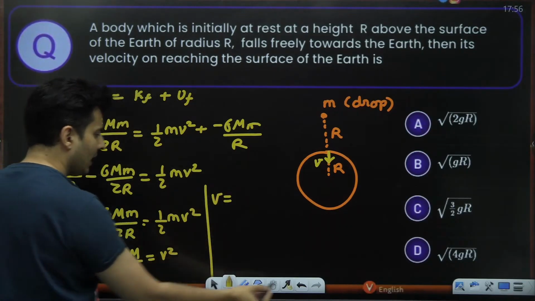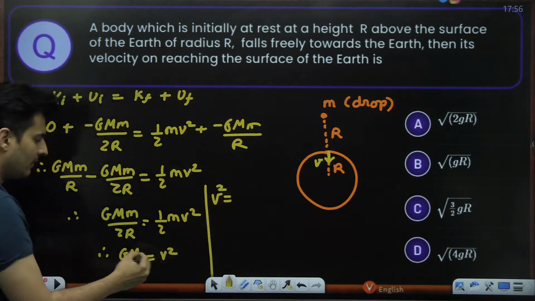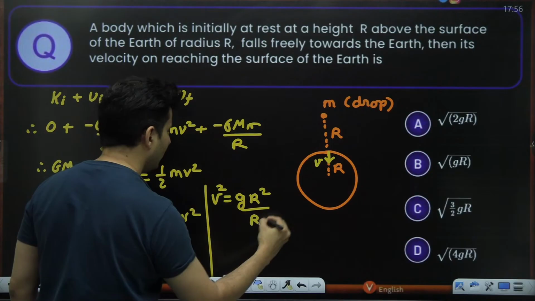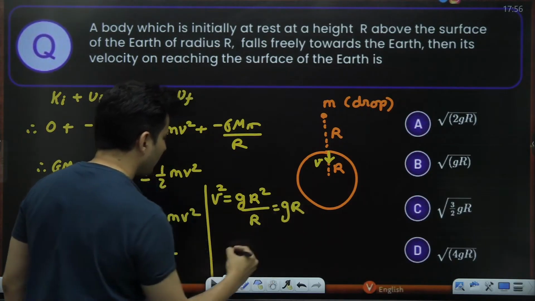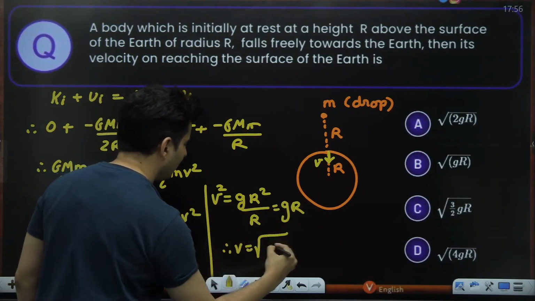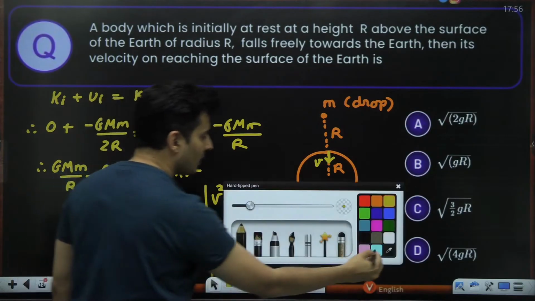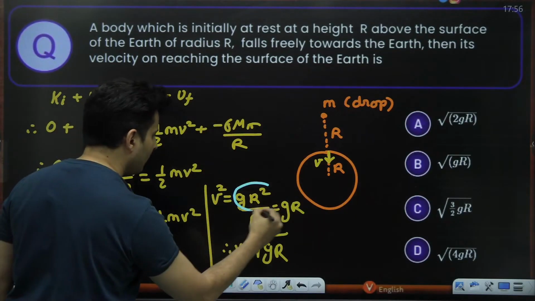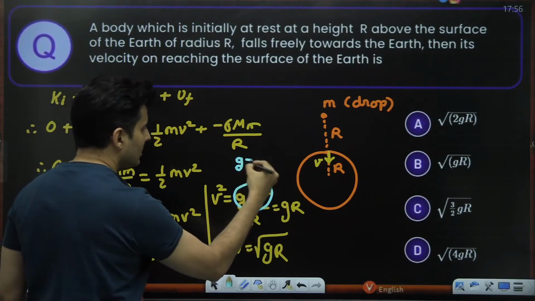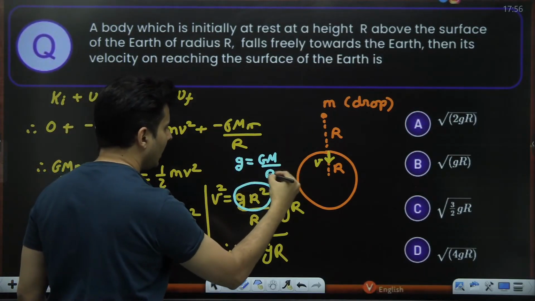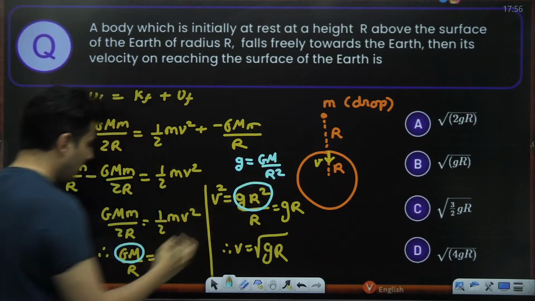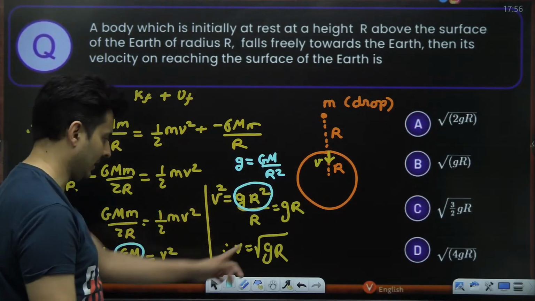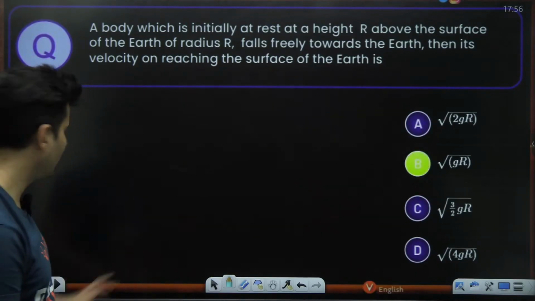Oh, by the way, I can also do one thing. GM is gR square. That is a standard formula. GM is basically gR square. So that will just become gR. So therefore, v is nothing but root of gR. If you are wondering how I replaced it like this, the answer is g is equal to GM by R square. So capital GM is small g R square. So that's how I'm replacing it. So v is root gR, which is B option.